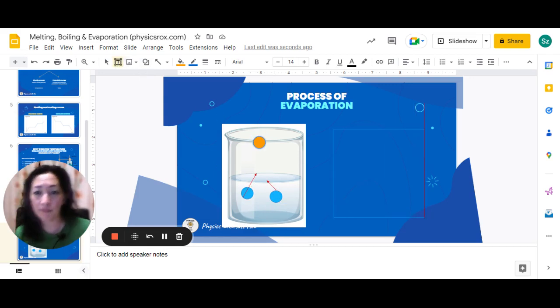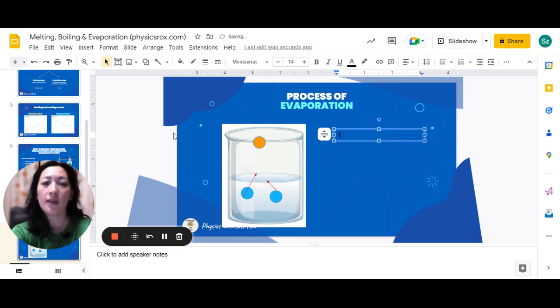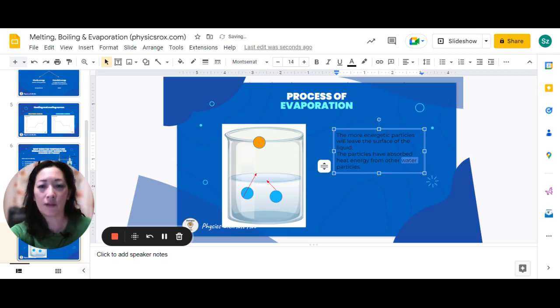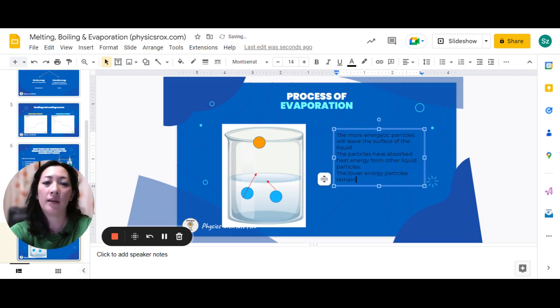So I'm going to type up what's going to happen here for your benefit. The more energetic particles will leave the surface of the liquid. The particles have absorbed heat energy from other liquid particles. It's not water only, my bad. The lower energy particles remain in the liquid.